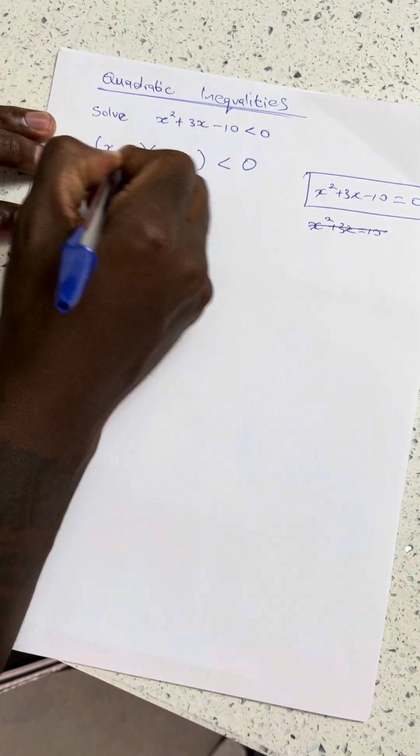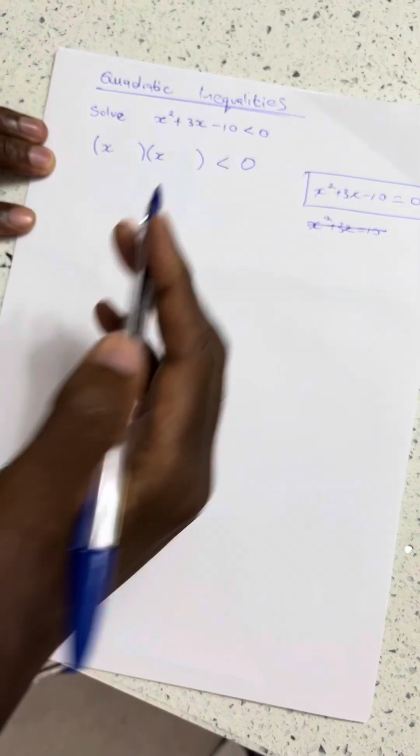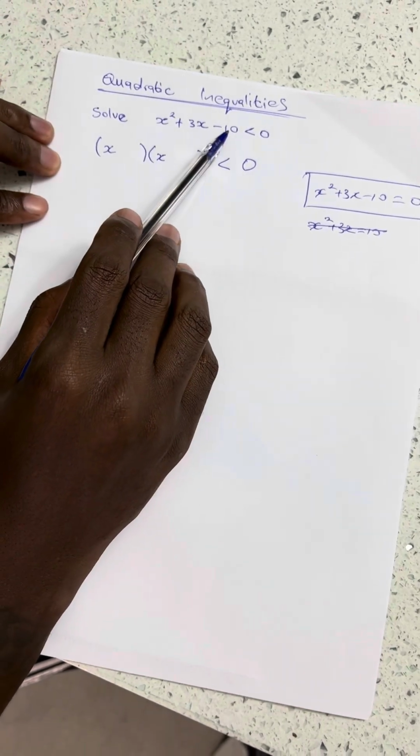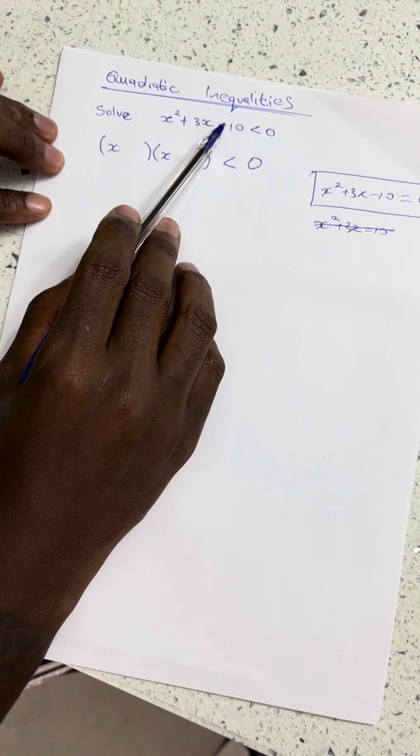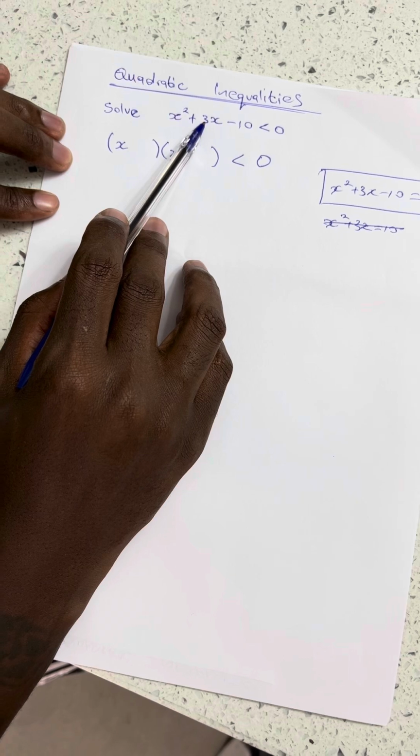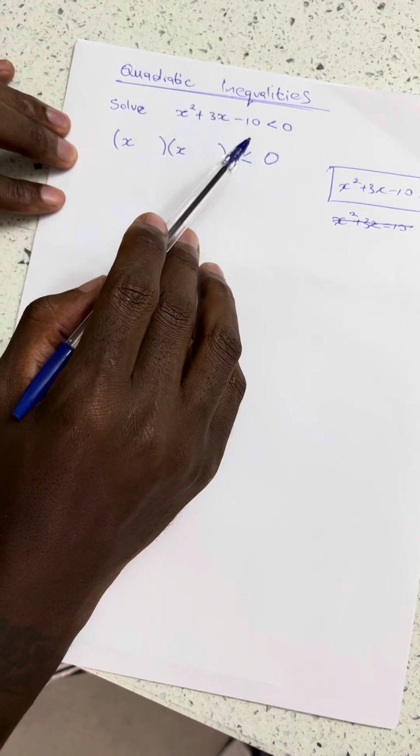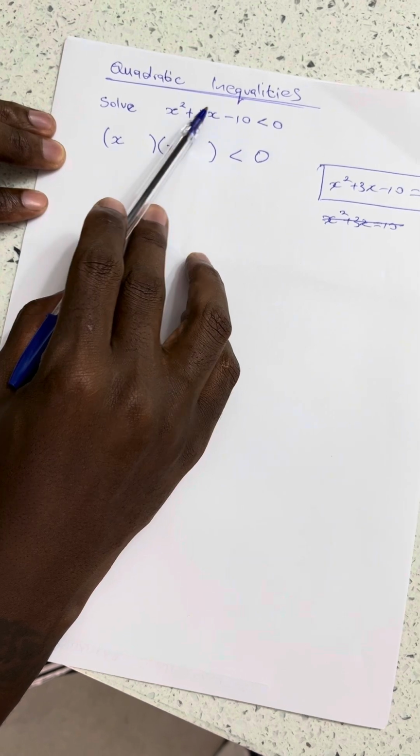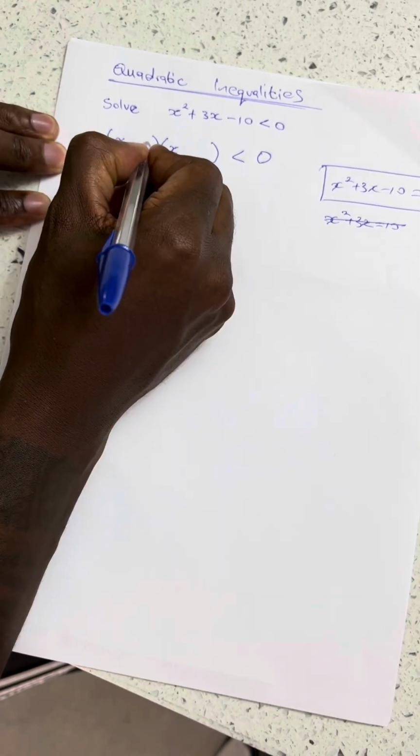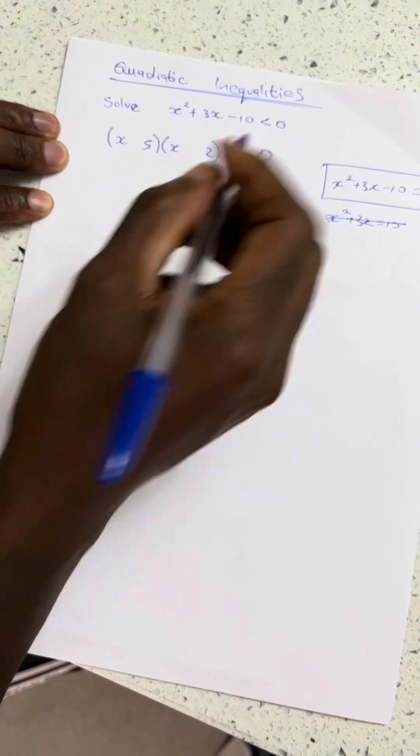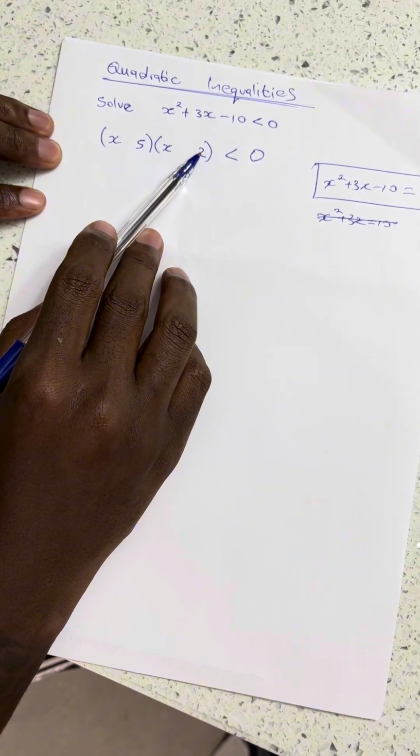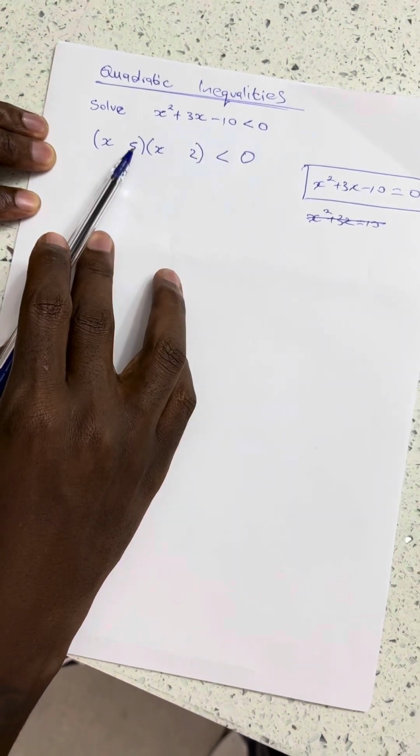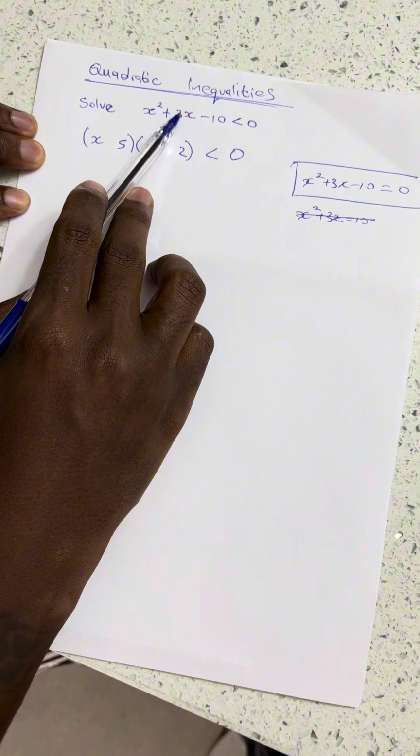So we write our x's here. Now we want factors of 10. When we subtract them, they give us 3. So we want numbers that, when you multiply them, give you 10, and when you subtract them, give you 3. That is 5 and 2, because 5 multiplied by 2 gives us 10, but 5 minus 2 gives us 3.